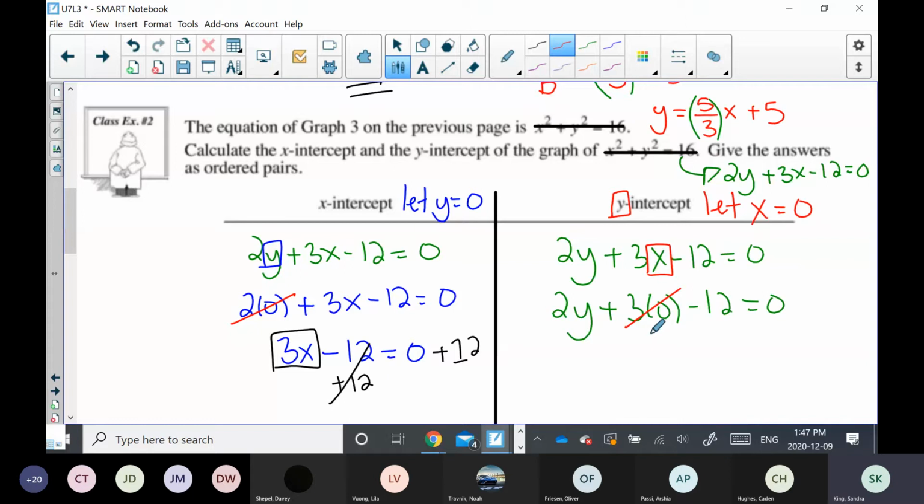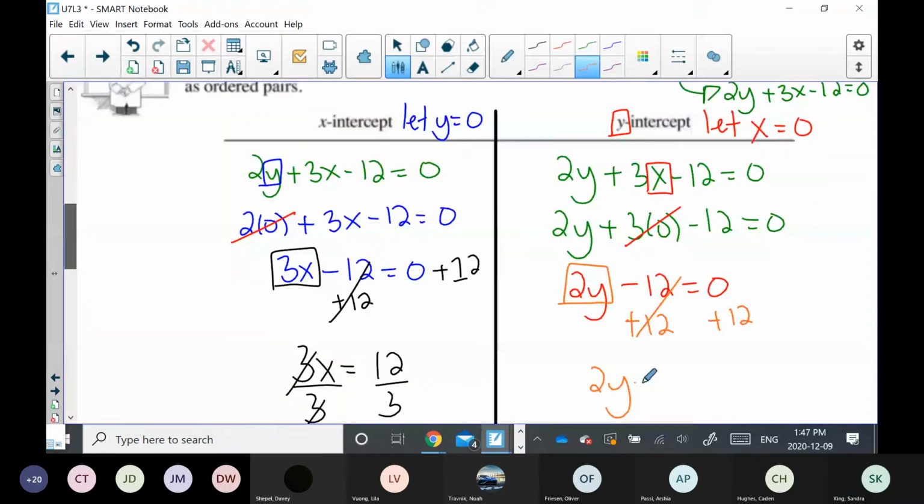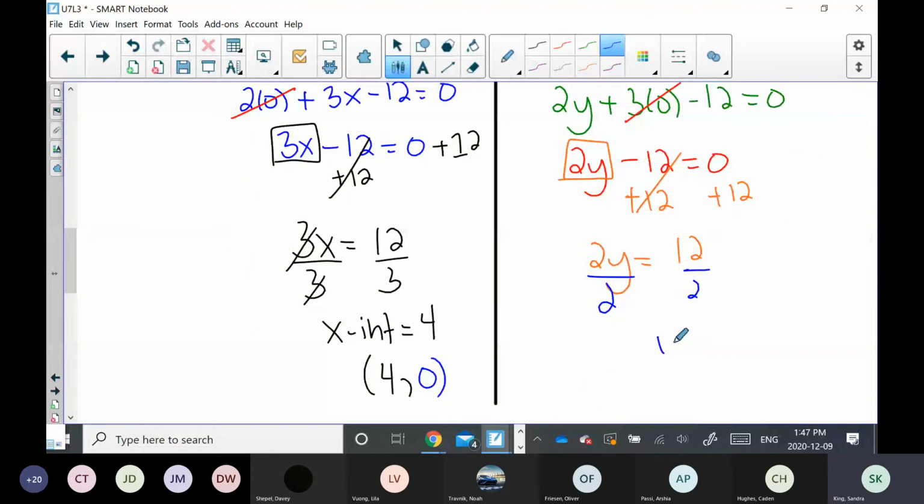We need to isolate this. So get rid of that negative 12. How do you get rid of a negative 12? Add 12 to both sides. Y is being multiplied by 2. The opposite of multiplied by 2 is divide by 2. Y-intercept is equal to 6. So that's my y coordinate is 6. What was your x coordinate? It is 0. Once you have your x and your y-intercept, you could sketch a little tiny Cartesian plane.